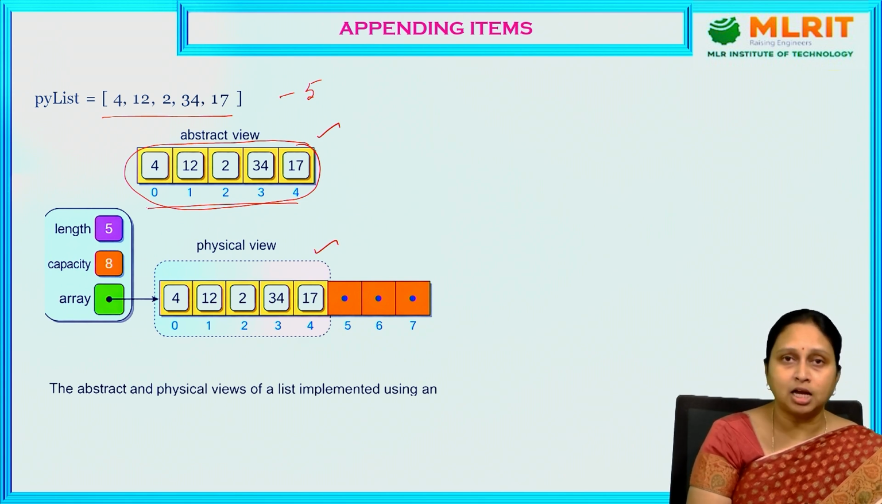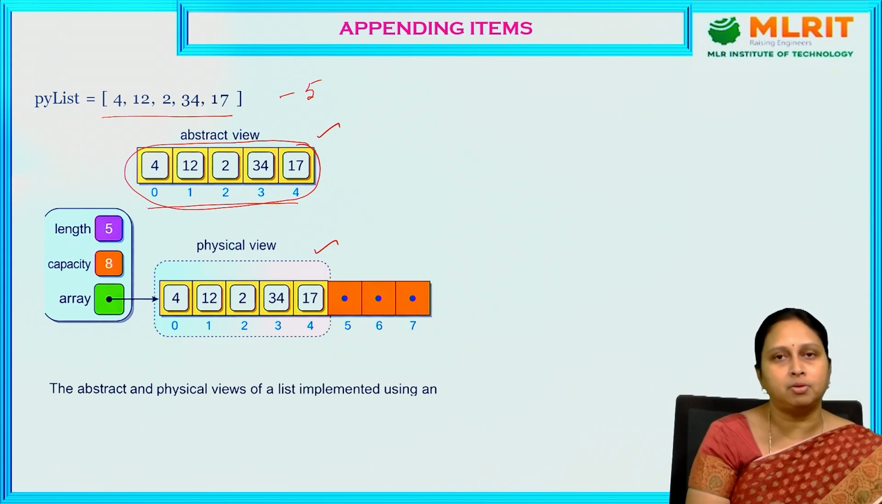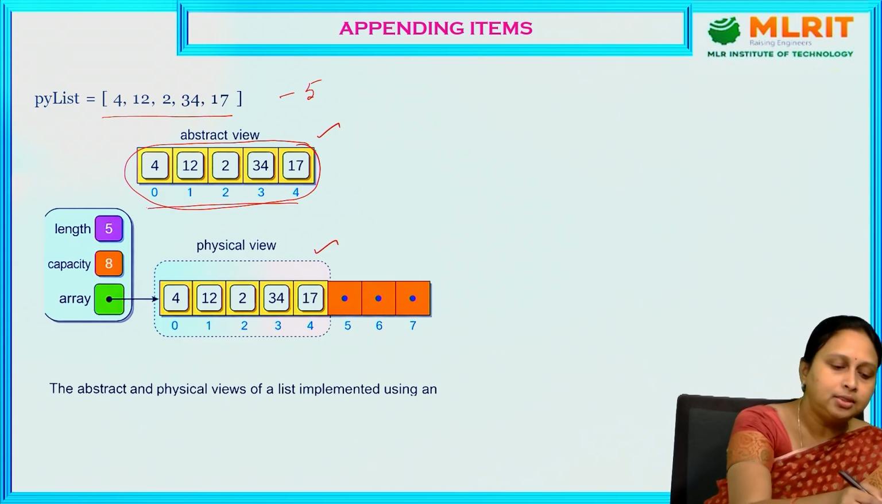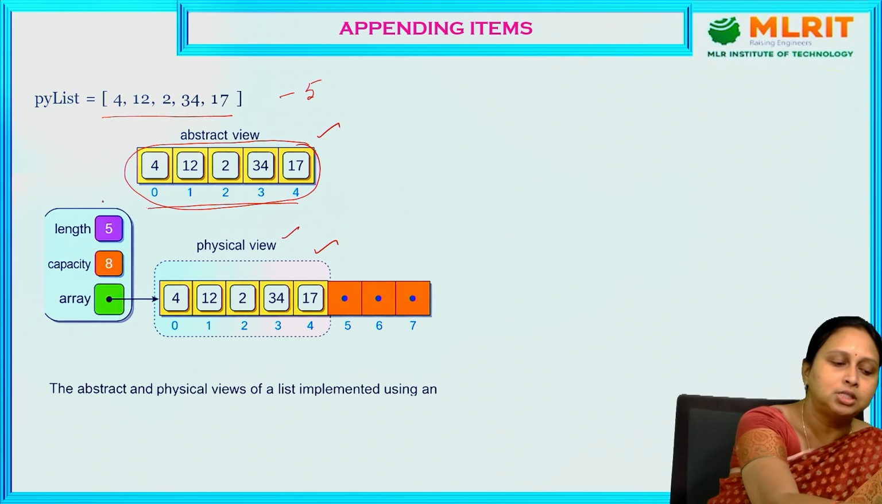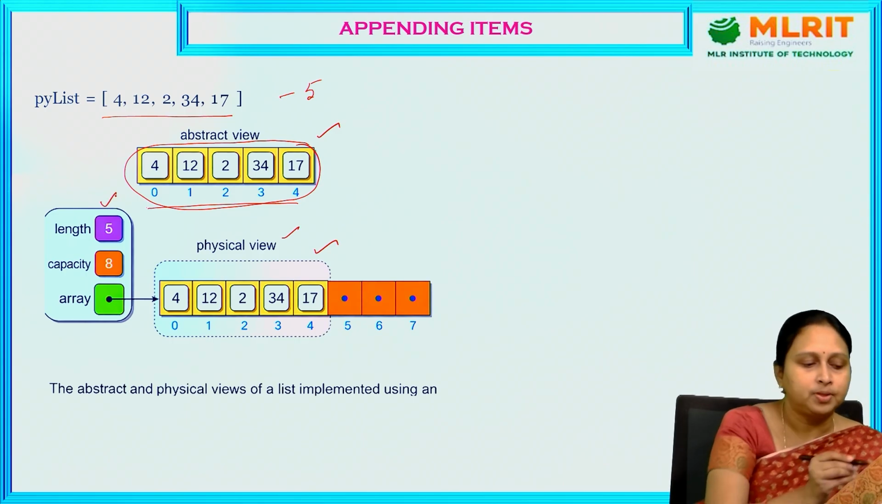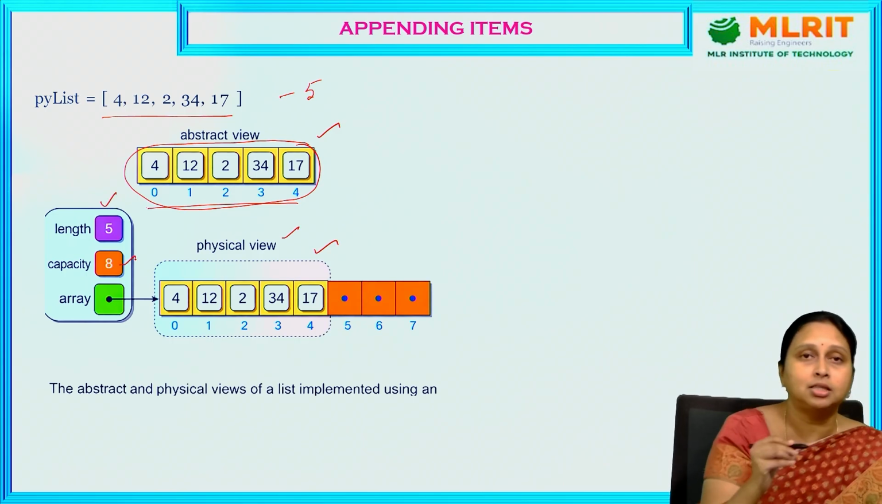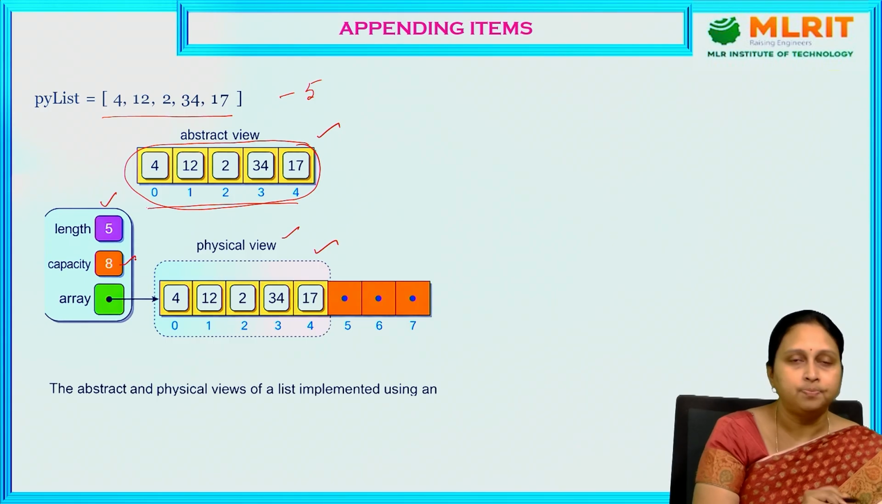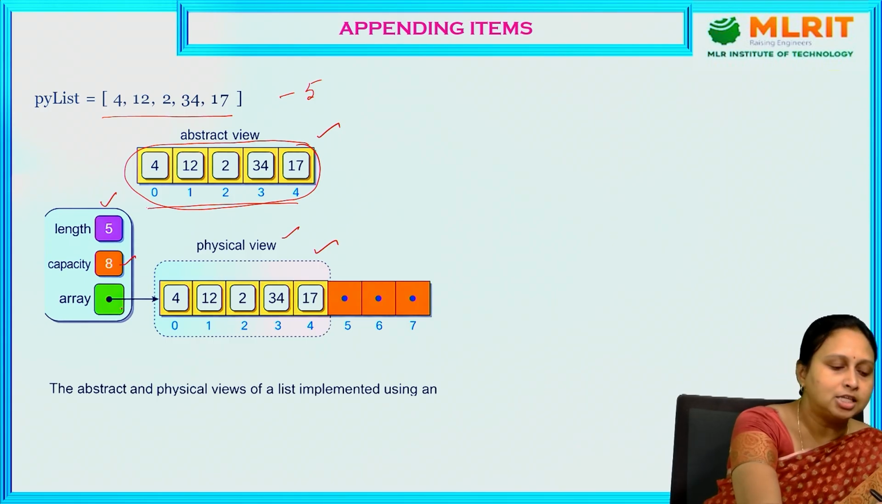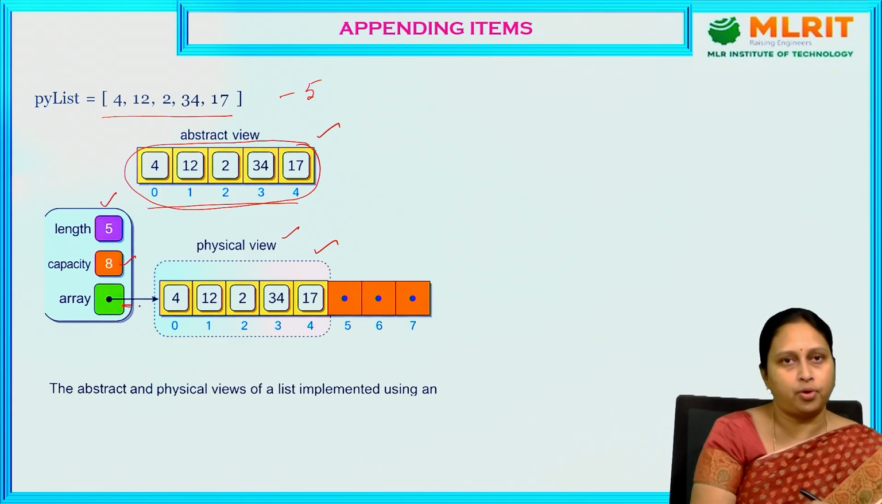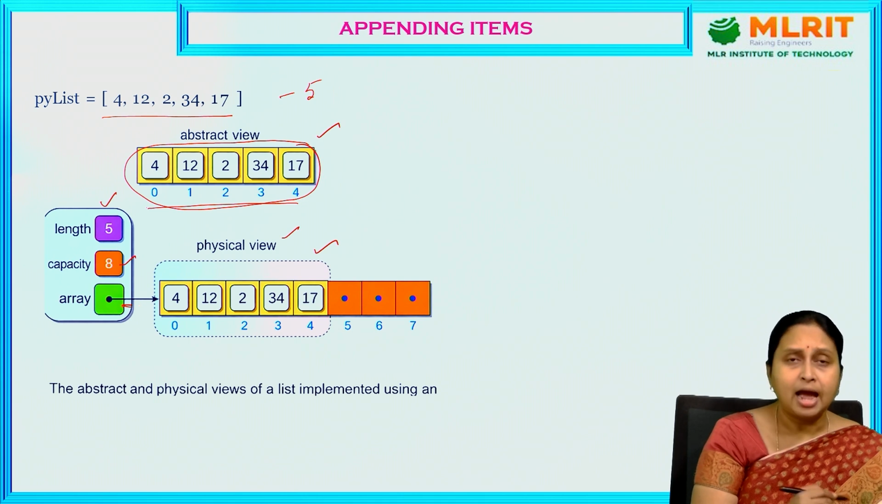5 elements were given, so 5 memory locations have been allocated. But in the physical view, we are not supposed to get exactly 5 spaces in the memory. We are going to have some extended memory also. That's why in the physical view, you can see the length of your list, and at the same time how much capacity has been allocated for your elements, which is linked with the array pointer. And why is it taking the capacity as 8?